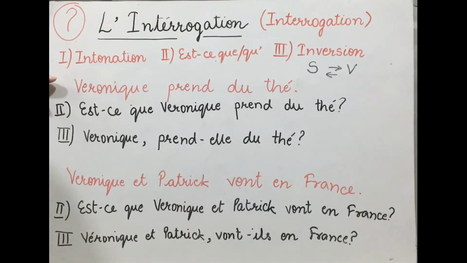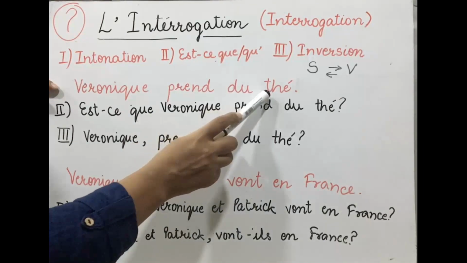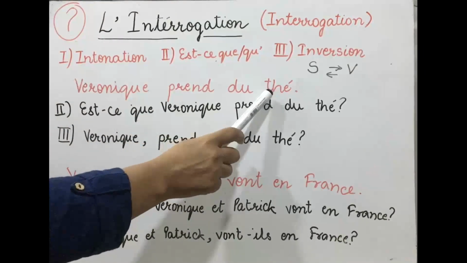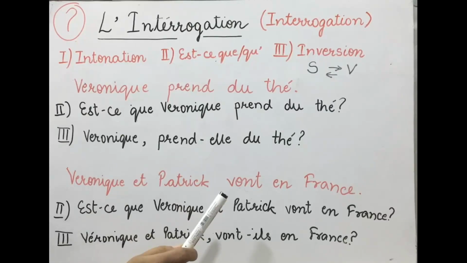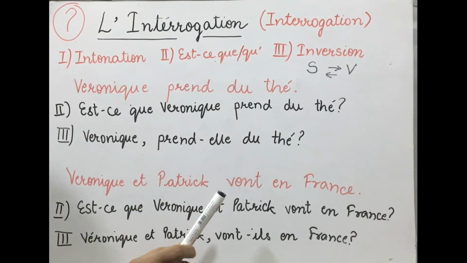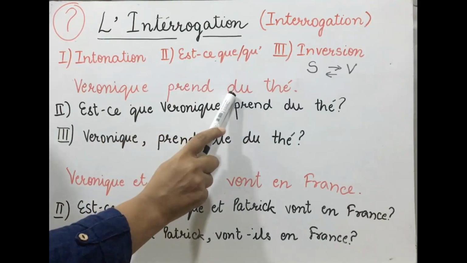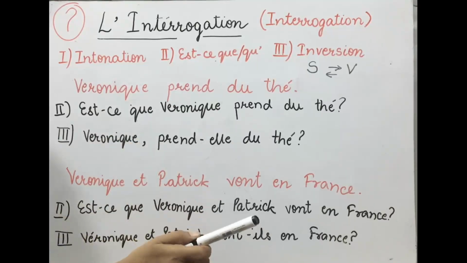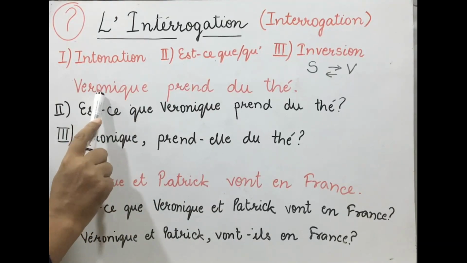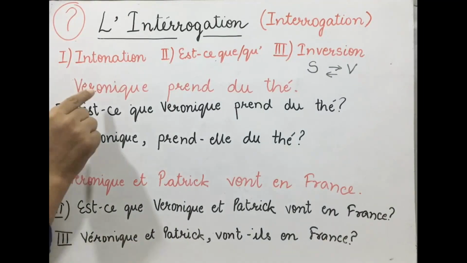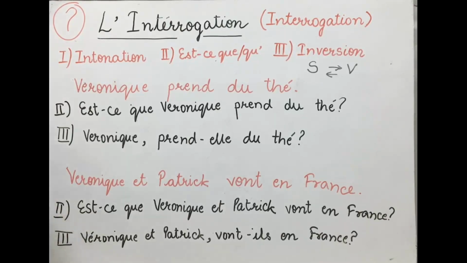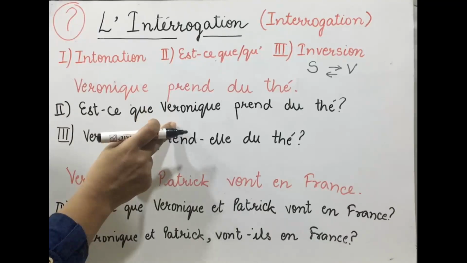Here, our first sentence on this board is Véronique prend du thé. Véronique takes some tea. Now, why is this du? This is a partitive article, and for this you can follow the lesson on the channel about partitive articles in French. Véronique takes some tea. Now if we have to make this into interrogation, the subject here is a proper noun. We have not used je, tu, il, elle, nous, vous, ils, elles as we were doing in the previous sections. So now the subject is a proper noun. How do we change it into interrogation in the case of proper nouns?